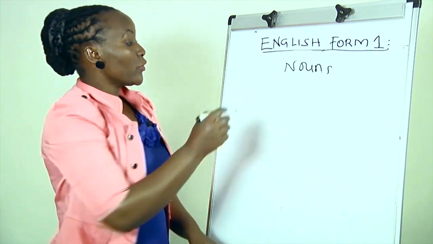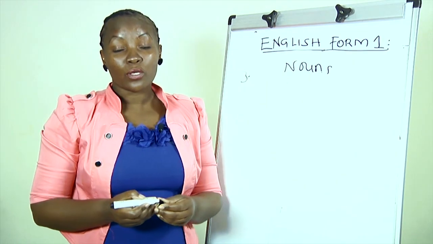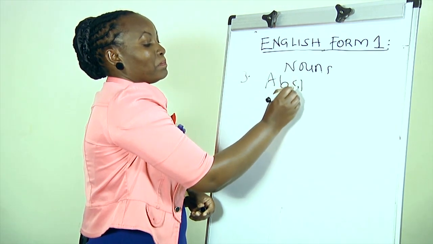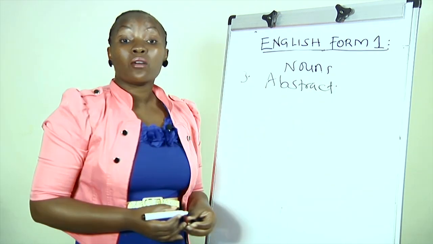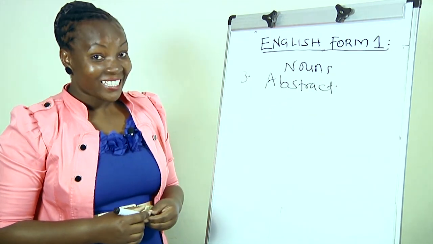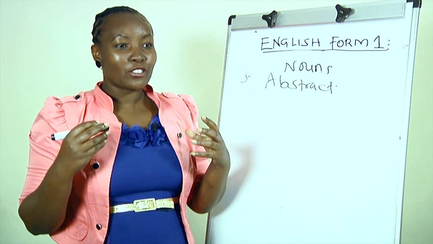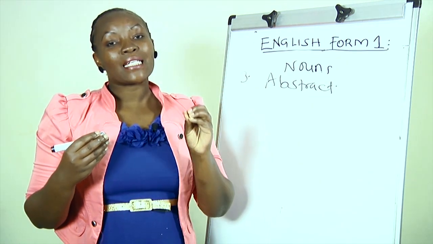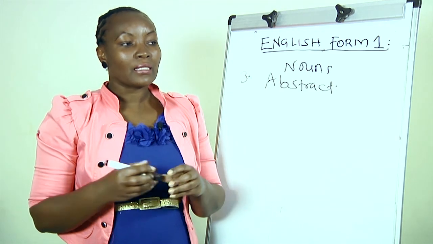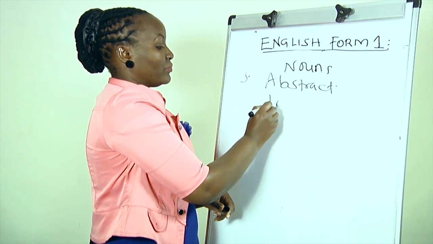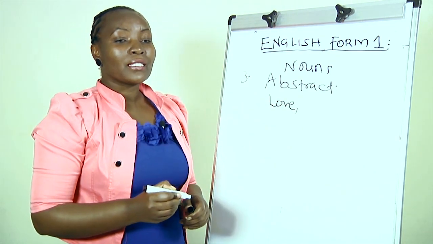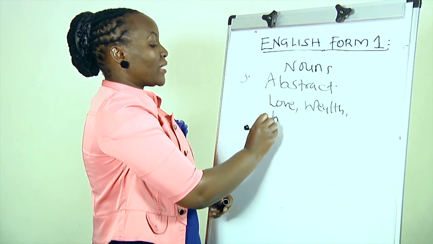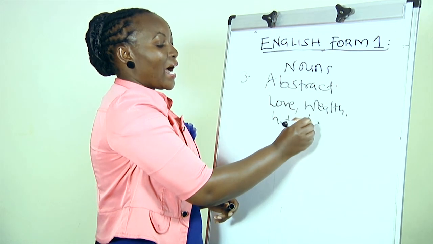Now, the third group of nouns we are going to look at is what we call abstract nouns. Abstract nouns, as the word suggests, are something that you can only think of. You cannot see, you cannot touch, meaning it is not tangible. Think of something like love. Think of something like wealth. Or we are talking something like hate, or even happiness.